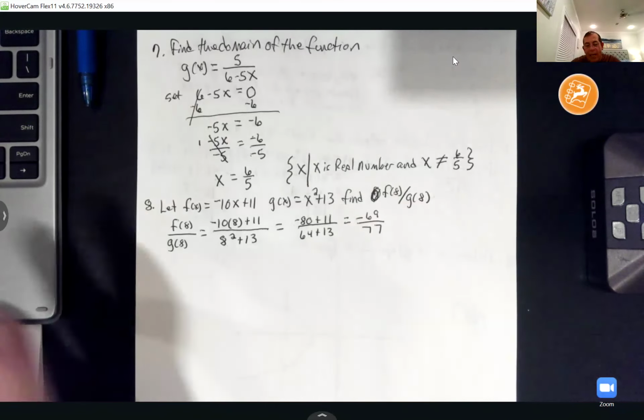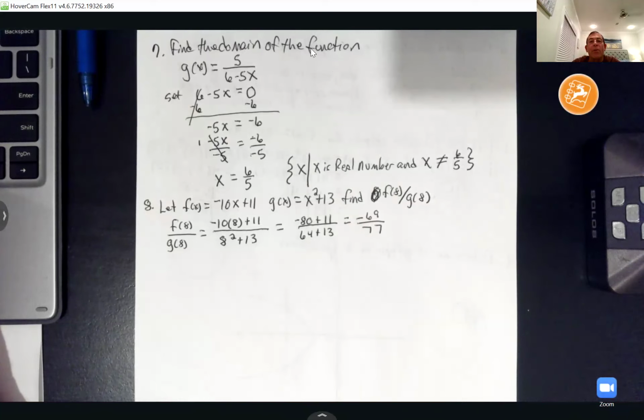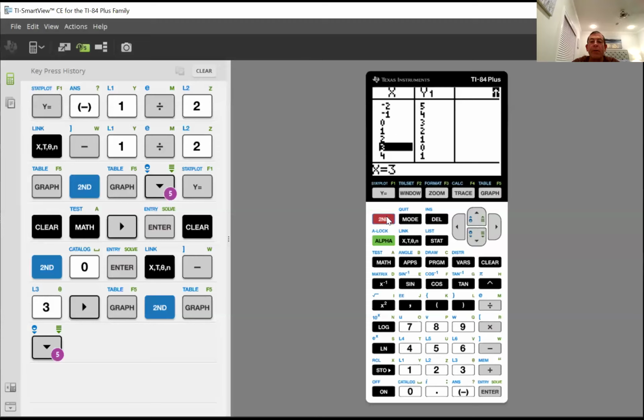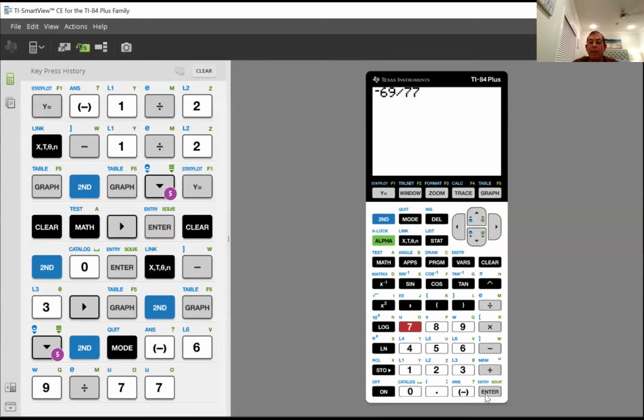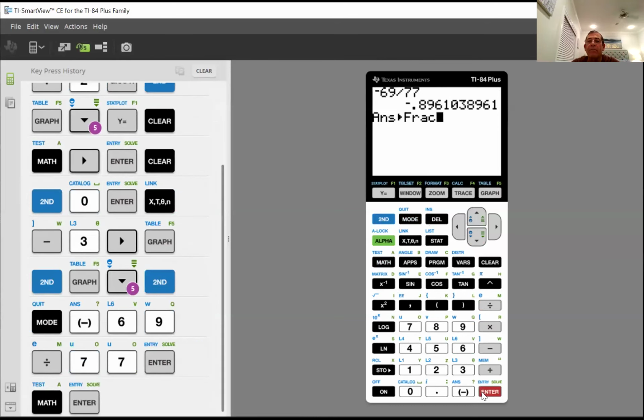And y'all, I don't think that'll reduce, but I'm going to check it on the calculator real quick. Remember on the calculator, we can do negative 69 divided by 77. Hit enter. It'll give me a decimal. And I'm going to hit math and enter twice to turn this back into a fraction. And notice I get the same negative 69 over 77. So that tells me it does not reduce.